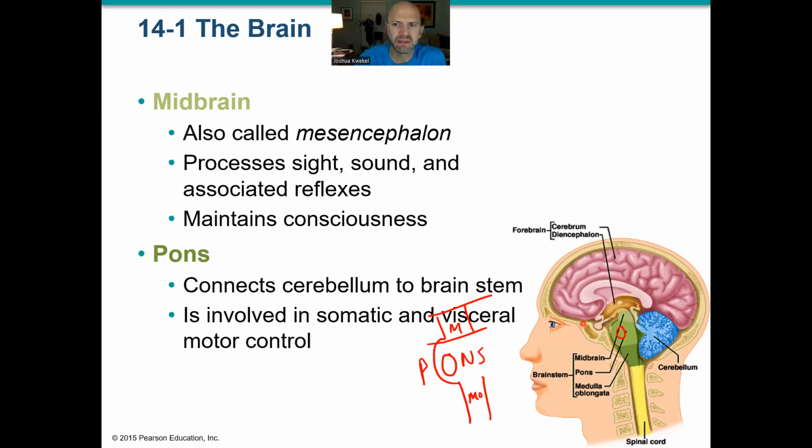But on the back, if you see where my cursor is, there are two sets of bumps. Two bumps on the top and two bumps on the bottom. If you're just looking at my pointer fingers, there's a set of four bumps. It's called the corpora quadrigemina. The corpora quadrigemina is a set of four bumps, and the upper bumps are regulating vision, and the lower bumps are regulating hearing.